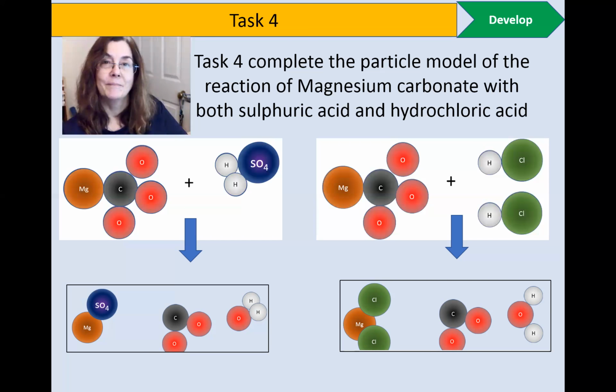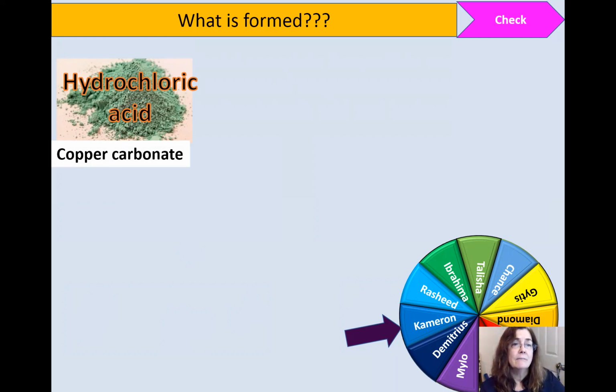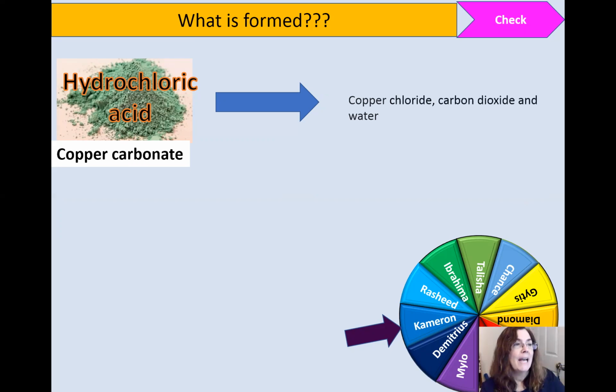Okay, so I was going to use this slide to ask you to tell me the product. So if copper carbonate reacts with hydrochloric acid, what are the products? Okay, so I'm going to spin the wheel and Cameron is going to tell us the answer. So what is the answer? Copper carbonate reacting with hydrochloric acid. What will we get? If you know, shout out the answer. Okay, we're going to get copper chloride, carbon dioxide, and water.